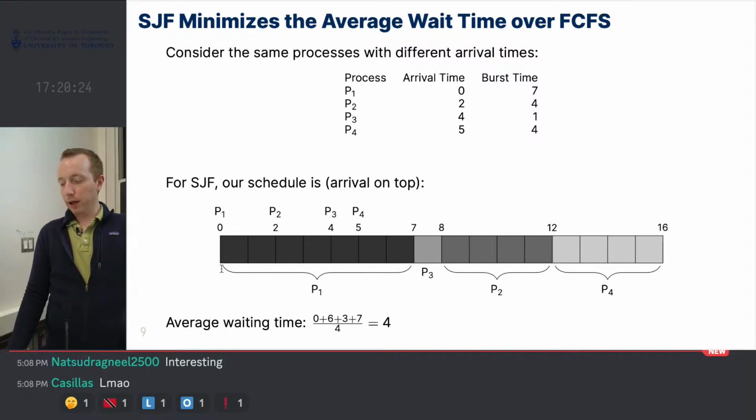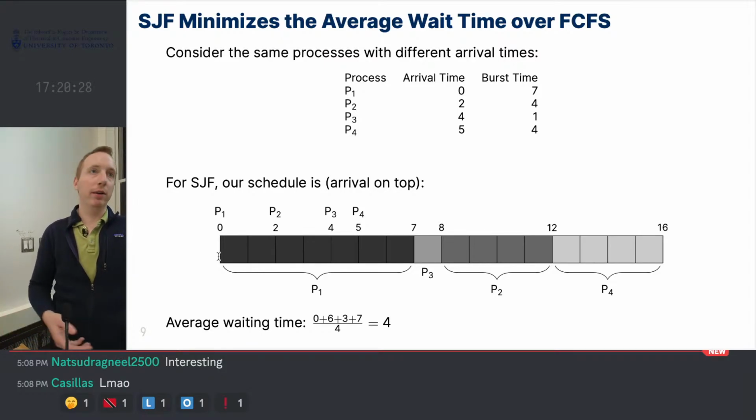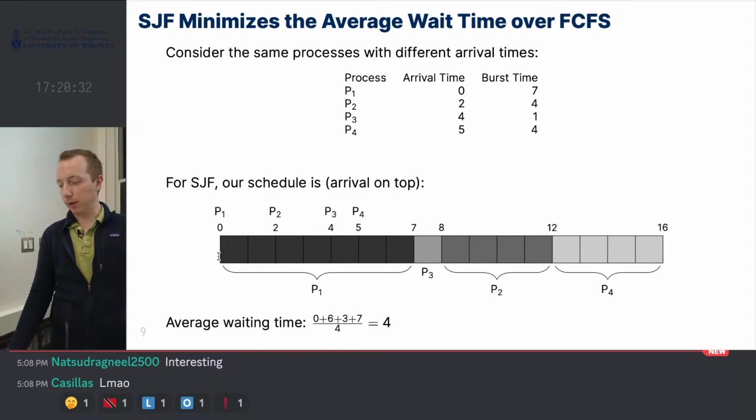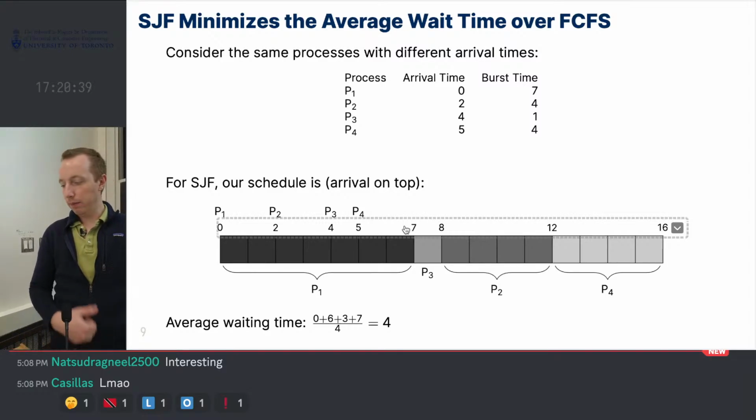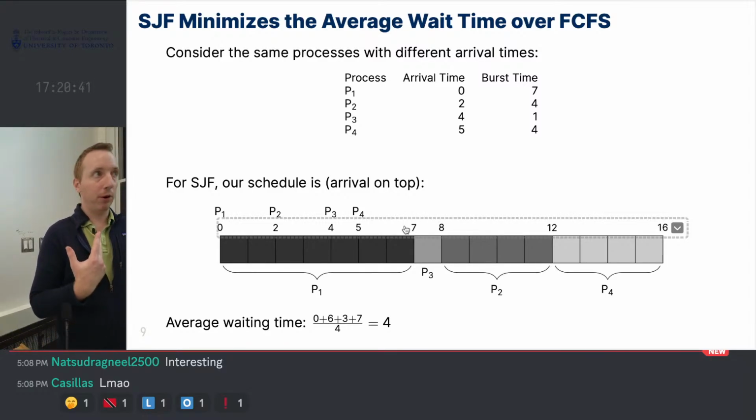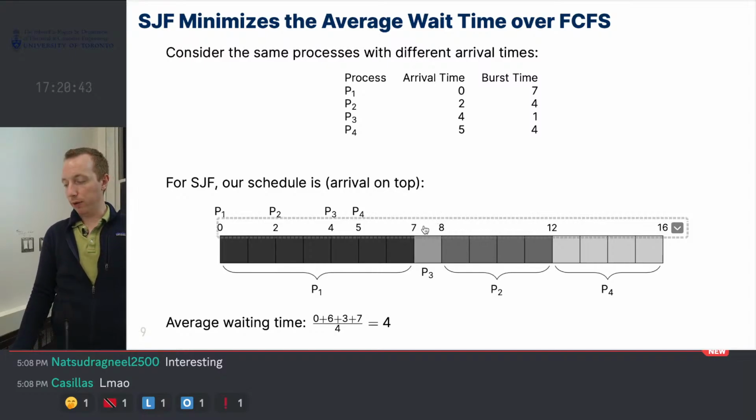So in our algorithm at time 0, there's only P1, so it is the shortest job because it is the only job. So we would schedule P1 for 7 time units, and while it is executing, P2, P3, and P4 would arrive. So at time 7, we get to decide which one to run between those 3 processes, and the one with the shortest job is P3.